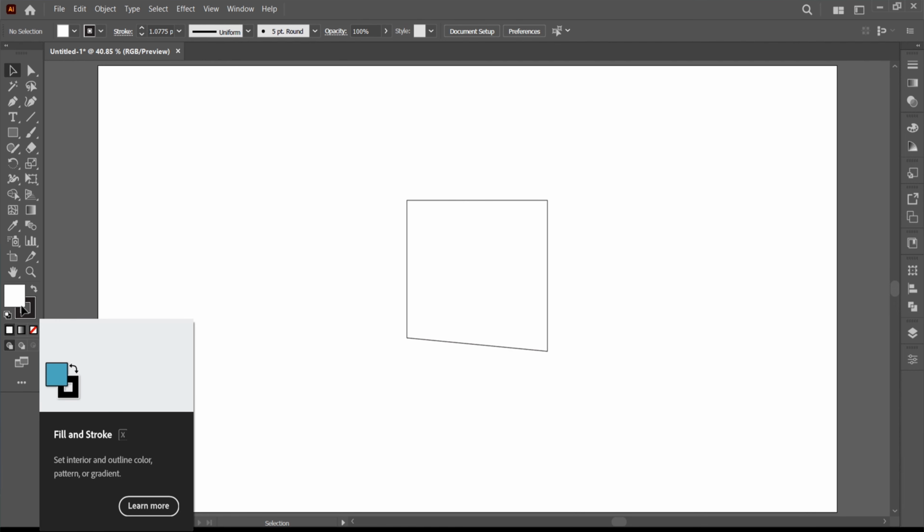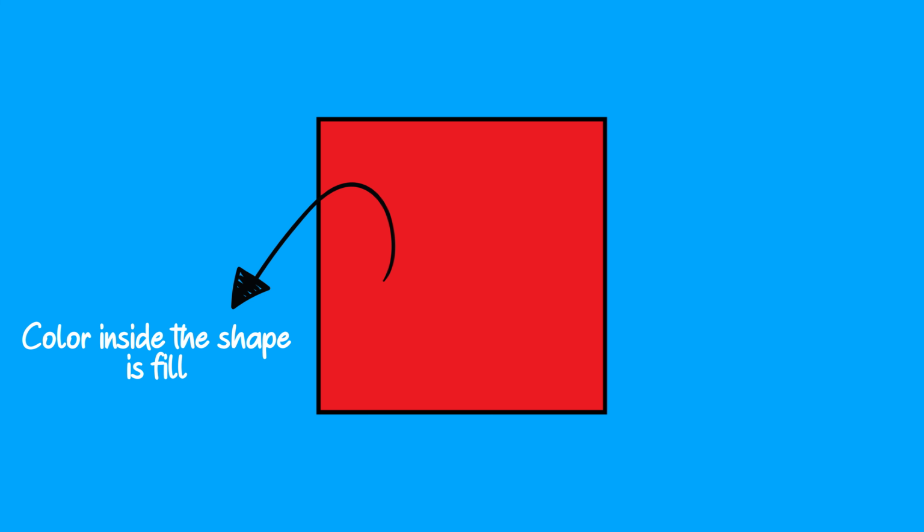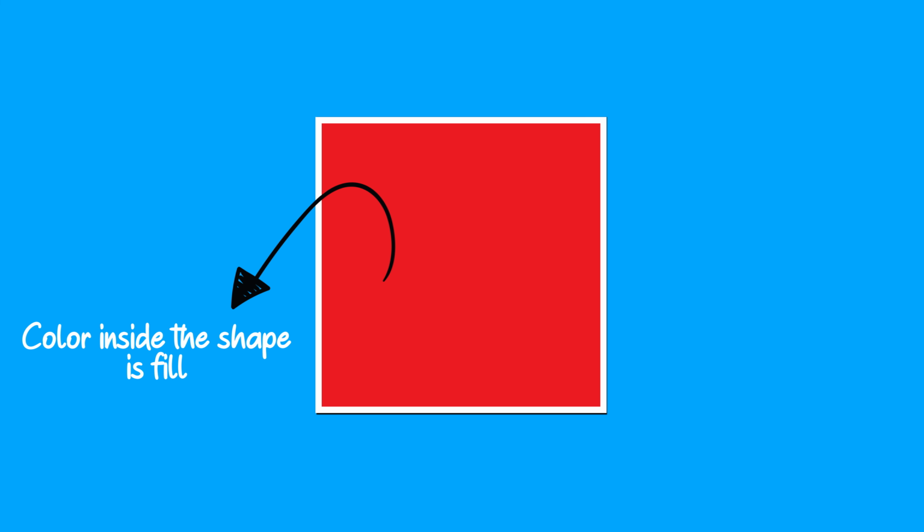These are two basic things in Illustrator that control how your shape looks. Fill means the color inside your shape. If you draw any shape, the color you see inside it is the fill. Stroke means the outline of your shape. It is the border around the shape.